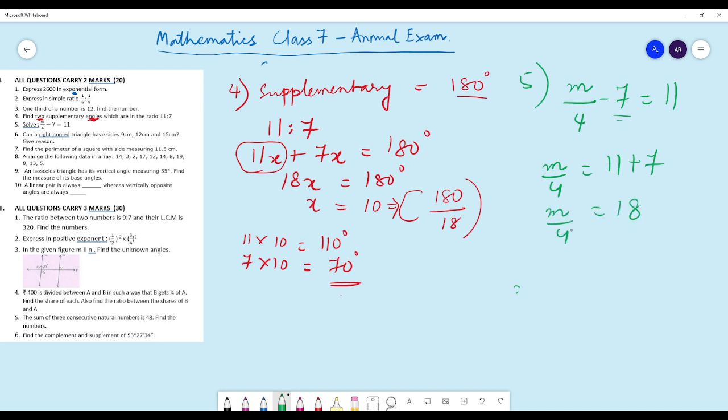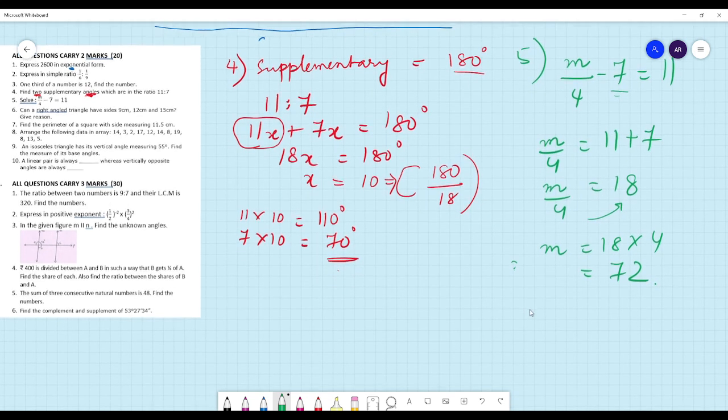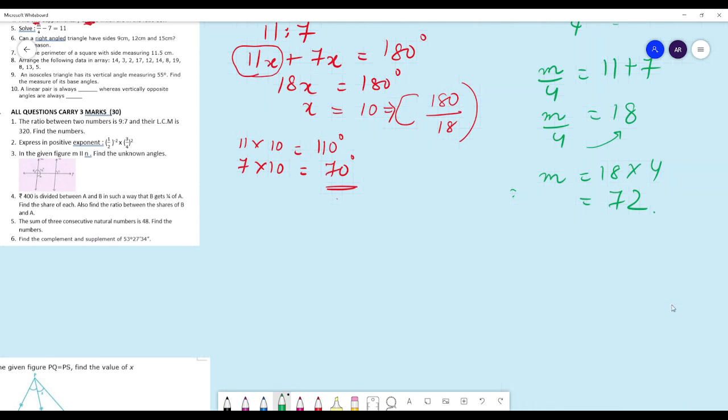Now again there is another number over here, so we need to move it to this side. And if you remember, I said if it is divided, it becomes multiplied over here. So this becomes 18 into 4, and that becomes 72. So that should be your answer for question number 5. Now let us move on to question number 6. So let me use this little space over here.